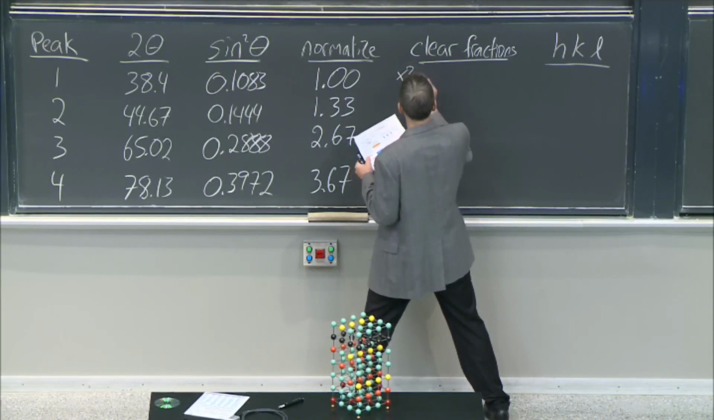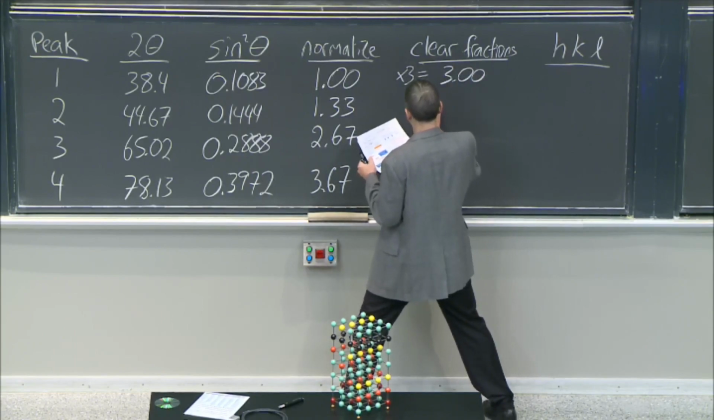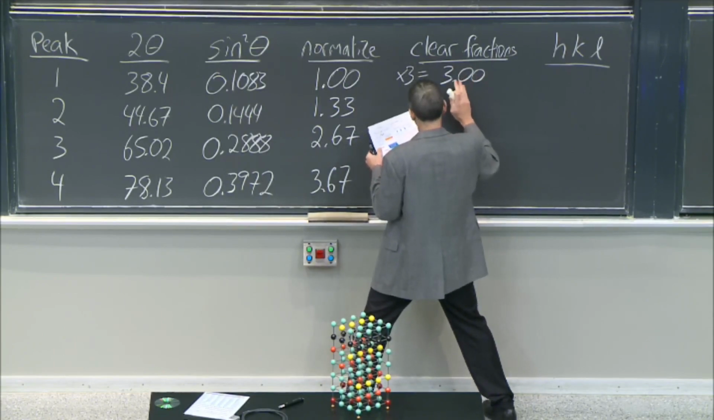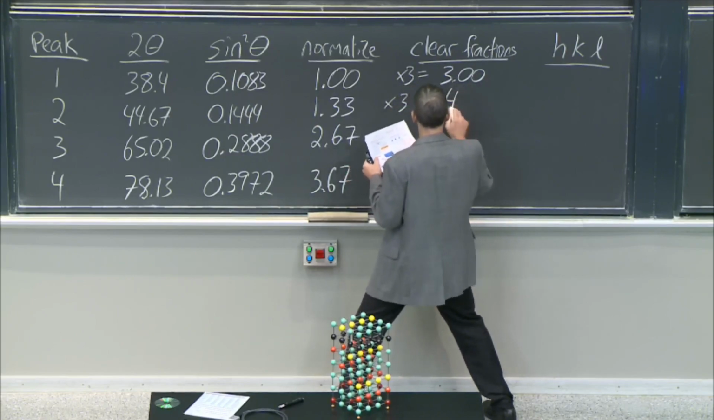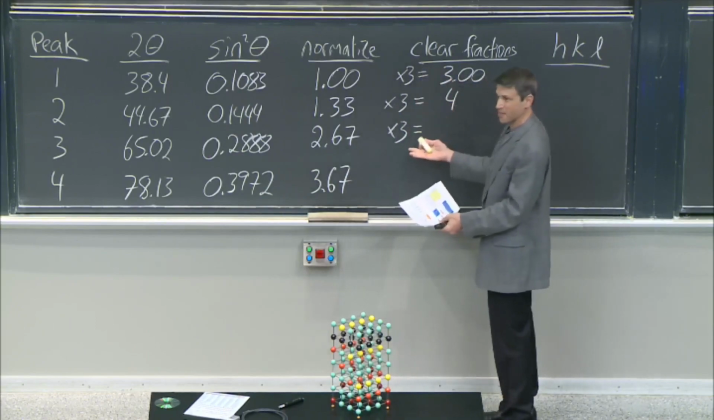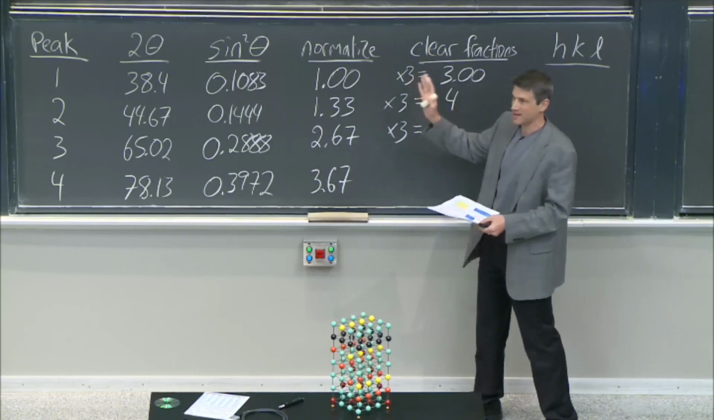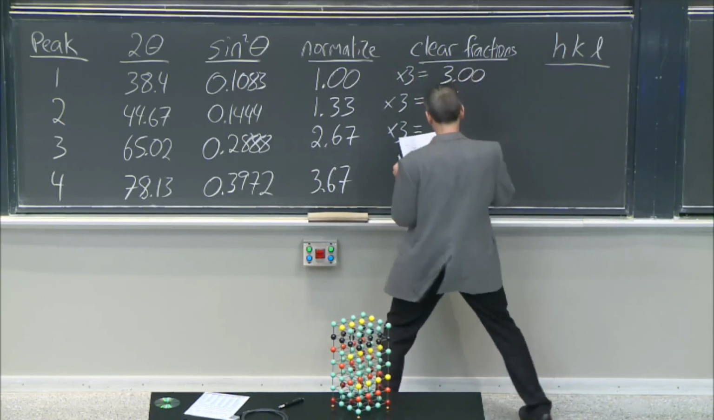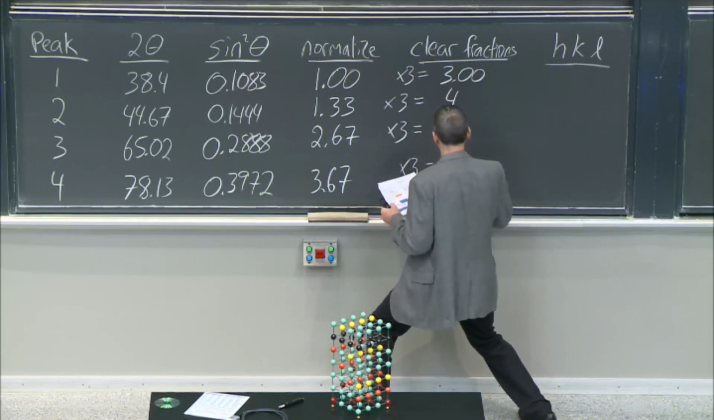In this case, times 3 equals 3. Okay, good. And in this case, times 3 equals 4. Times 3. Don't multiply by a different number, right? I'm clearing the fractions for the whole table. I'm multiplying by the same number. Okay, good. 8. And this is times 3 equals 11.